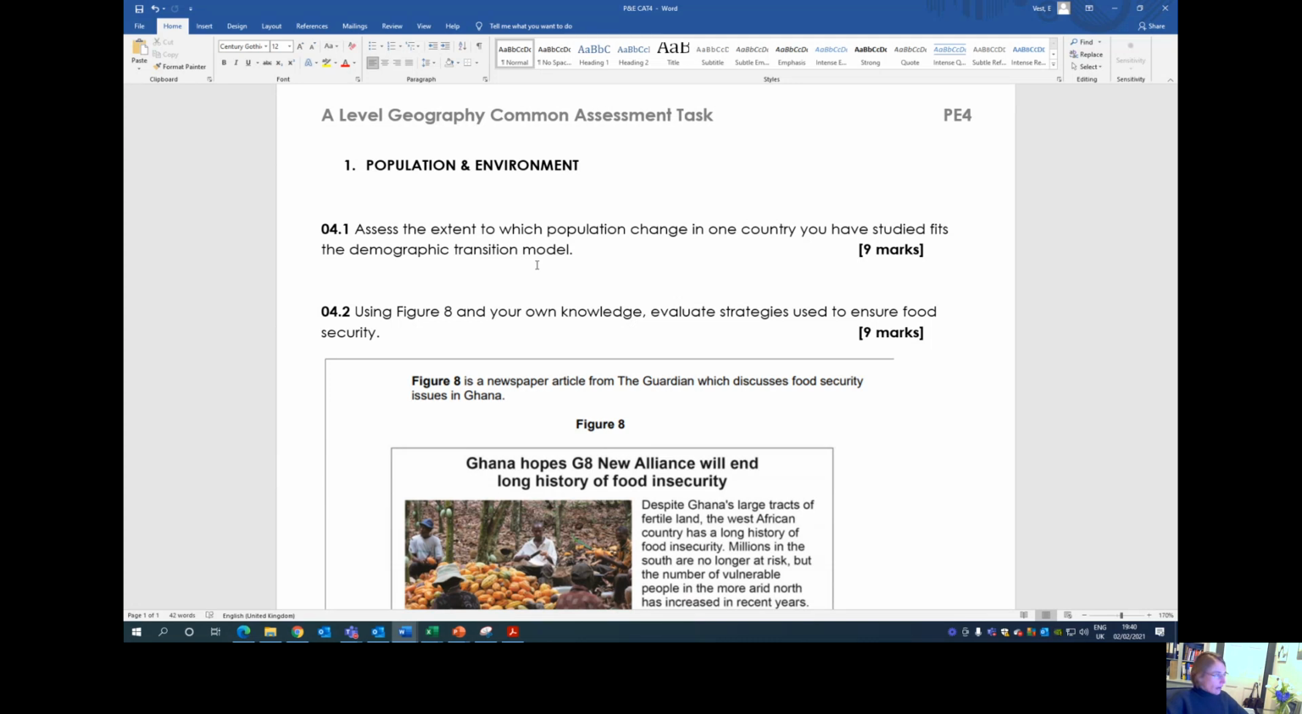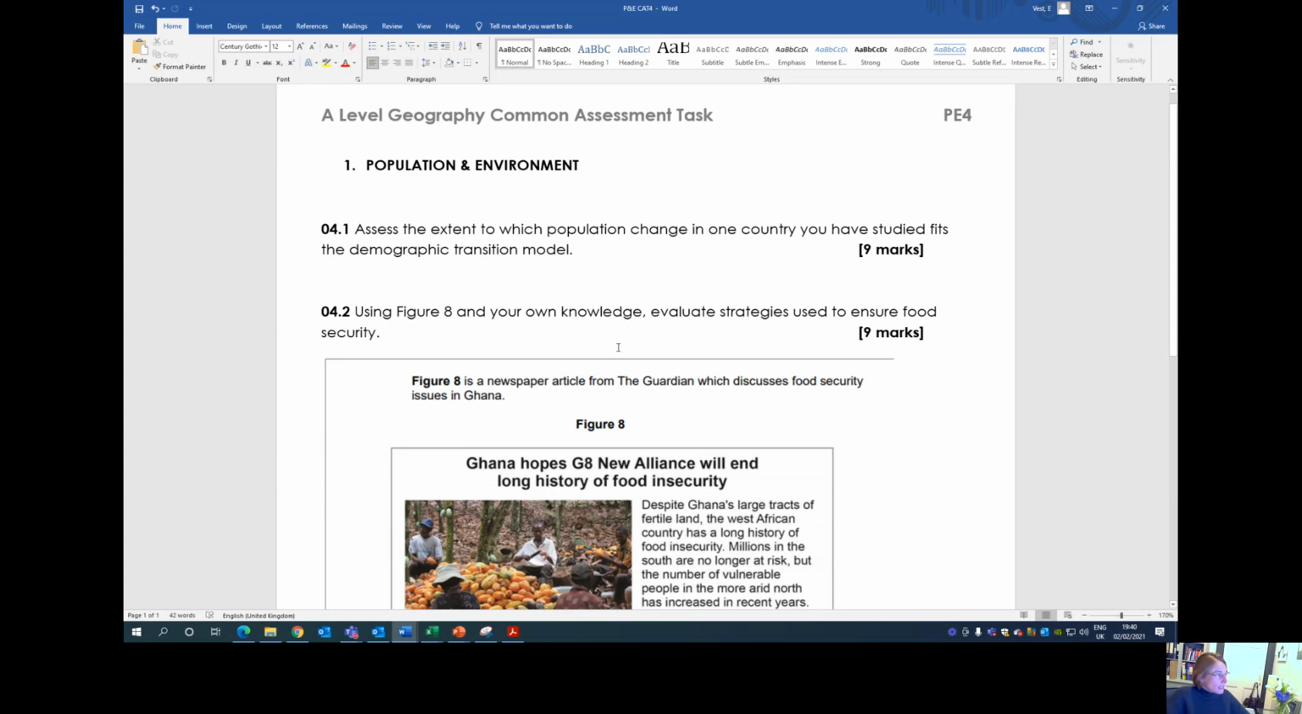And then you're going to need to look at your AO2 marks. So you're going to have to say how far you agree that this country has or hasn't followed that pattern, essentially. Again, with examples, really illustrating and evaluating the extent to which the country you have chosen is following that model.